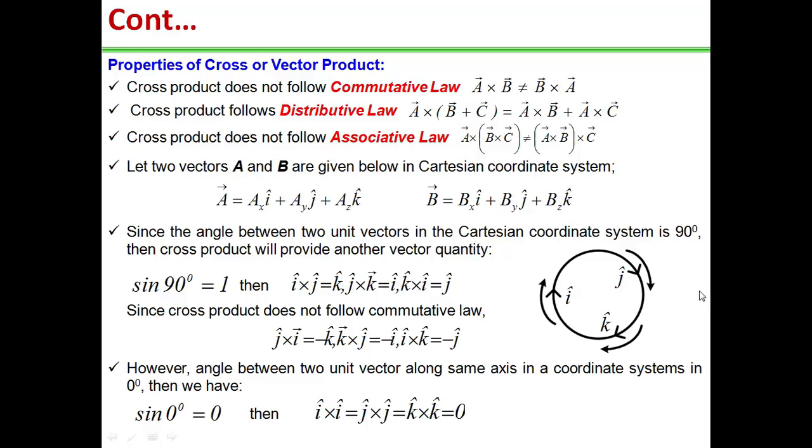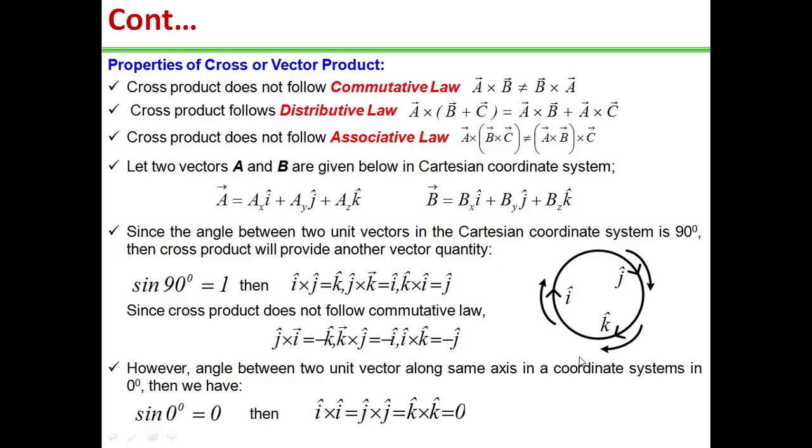Look at the cycle diagram shown here. The standard unit vectors in three dimensions i, j, k are helpful to find the direction of the resultant. When you are moving in the clockwise direction, it will give you the positive direction. That means i cross j will provide k, j cross k will provide i, k cross i will give j. But if you move in the anti-clockwise direction, you will get the negative direction.